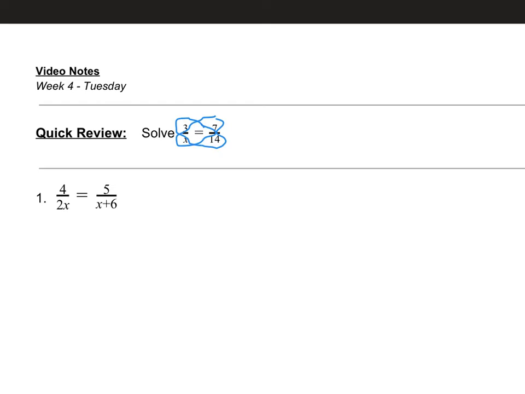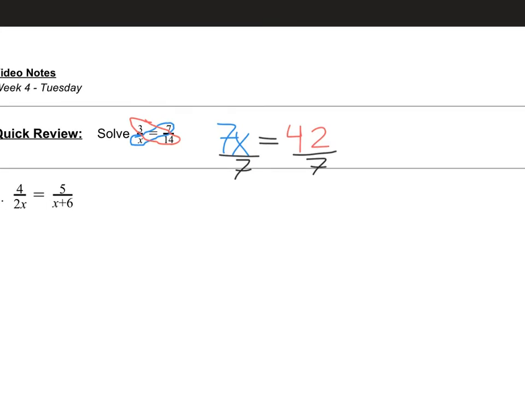So when we do that, let's make this a separate color to make it a little bit easier for us. So we've got the x times 7, and that's just going to be 7x. And then the red one is going to be 3 times 14. 3 times 10 is 30, 3 times 4 is 12, 30 plus 12 is 42. Then it's just as simple as solving, guys. Then you're going to just divide by 7 on each side. And so 42 divided by 7 is just x equals 6.